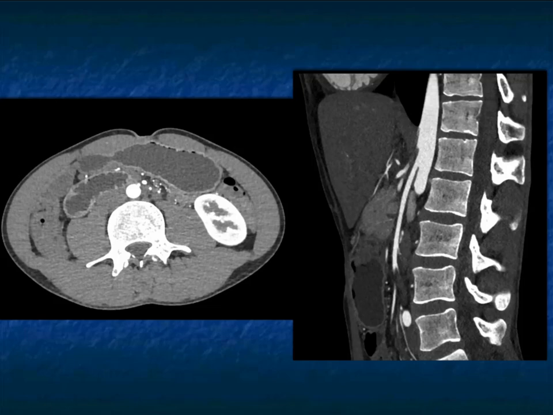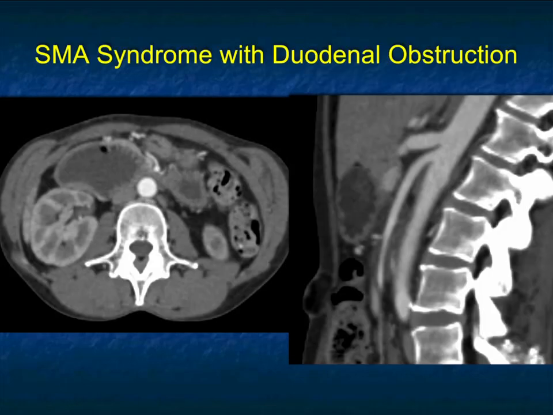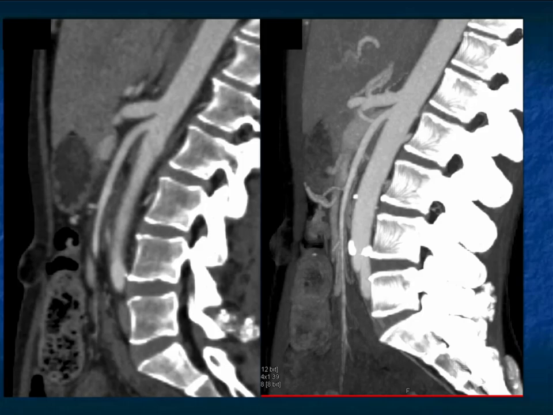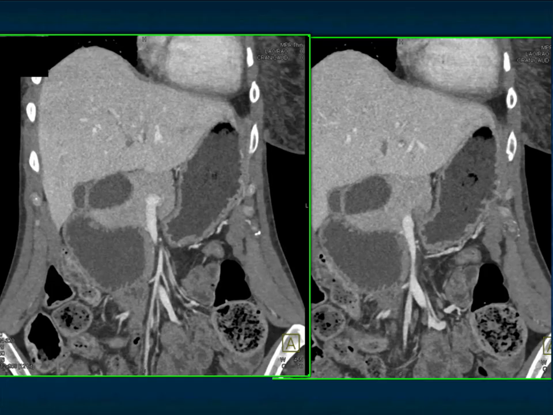Again, the angle is decreased, the distance to SMA aorta is decreased, but equally important is the dilatation of the patient's duodenum. And here's one more example, a mildly narrowed angle, but look at the duodenum being stopped right at the level of the SMA. Just a very, very nice example shown here on the volume rendering and MIP imaging. And again, shown nicely on the coronal views.